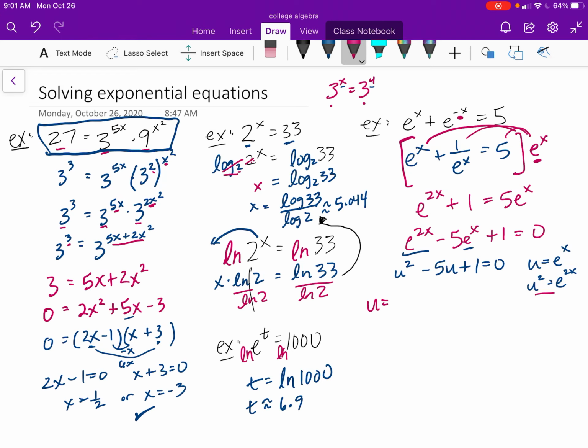And now quadratic formula. So here's b, negative b, so I would now have negative negative 5, positive 5 plus or minus the square root of b squared. Negative 5 squared is 25. I'm just going to do that in my head. Minus 4ac. Well, a is 1, c is 1, so just minus 4, all over 2a, all over 2 times 1. So u, we get 5 plus or minus square root of 21 over 2. But remember, we're not solving for u, we're solving for x. So I need to go back in and change that. u is e to the x.